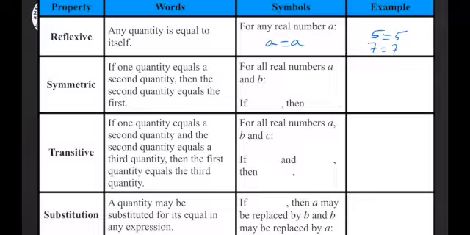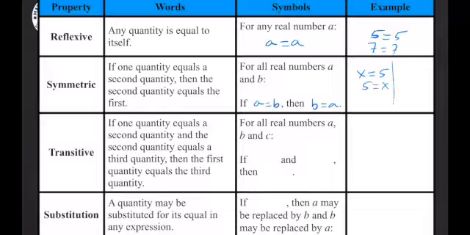Symmetric property. If one quantity equals a second quantity, then the second quantity equals the first quantity. That's a mouthful. For all real numbers A and B, if we know that A equals B, then we know that B equals A. We can reverse the order, and it means the same thing. An example is we can say x is the same thing as 5, so 5 is the same thing as x.